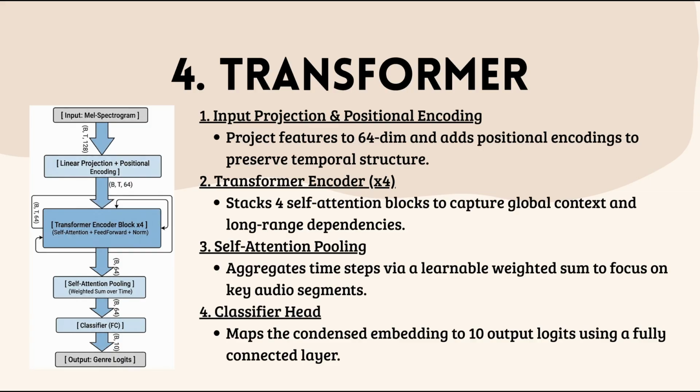Starting from the top, the Mel spectrogram input is first projected to a 64-dimensional embedding and combined with positional encoding to preserve temporal order. We then stack 4 transformer encoder blocks, each using self-attention to model global context across time. After that, self-attention pooling aggregates all time steps into a single representation by learning which audio segments are most informative. Finally, a fully connected classifier maps this condensed embedding to 10 genre logits.